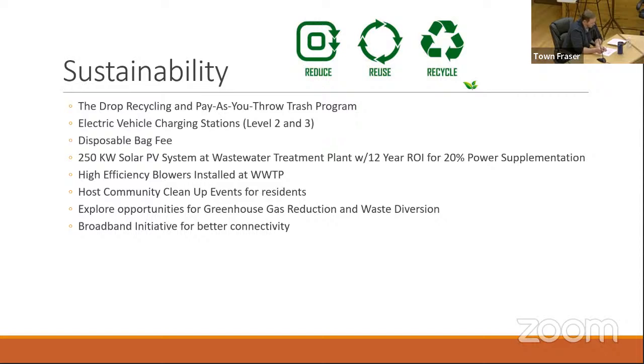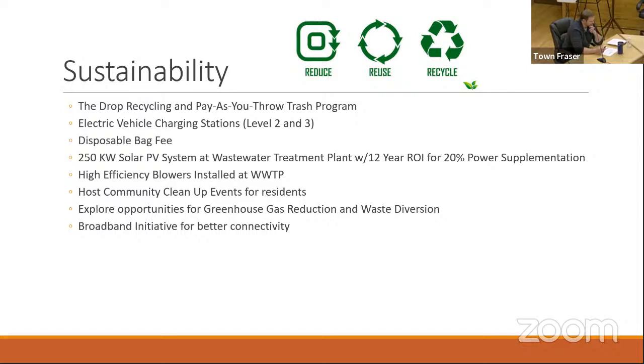Some other things that we've done is we've replaced some of the high efficiency blowers at the wastewater treatment plant as well. Again, a lot of the heavy equipment there is huge electric power consumers, and the more efficient that we can make some of the equipment there, the better. That's definitely something that's helped out a lot and lowered our energy bill.